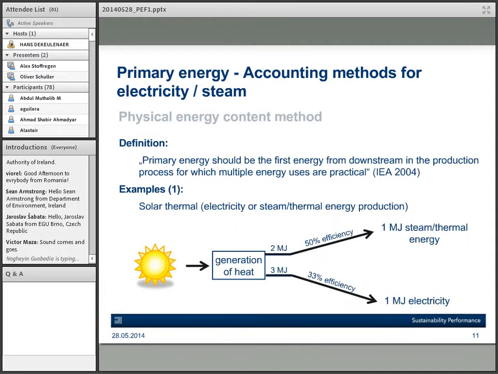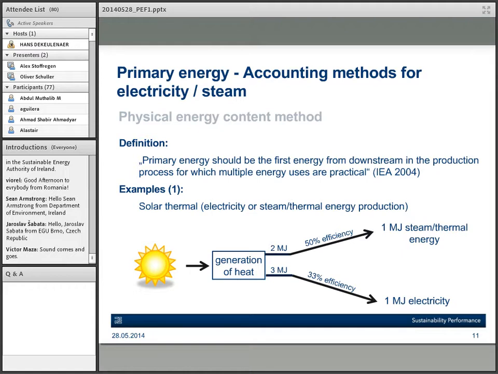Then the next one is the physical energy content method used by Eurostat and the International Energy Agency, and also other OECD statistics. Here what is important is already the definition for primary energy, and it says that it should be the first energy from downstream in the production processes for which multiple energy uses are practical. So I have one example here.